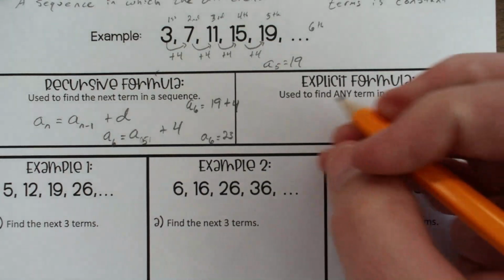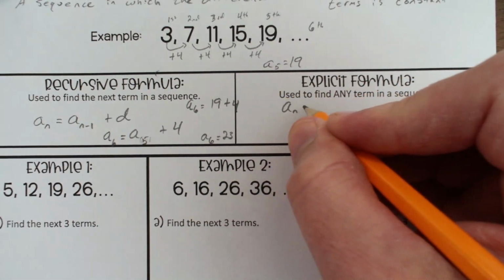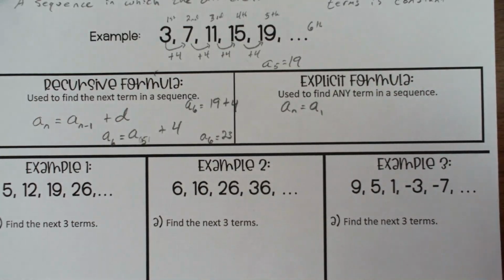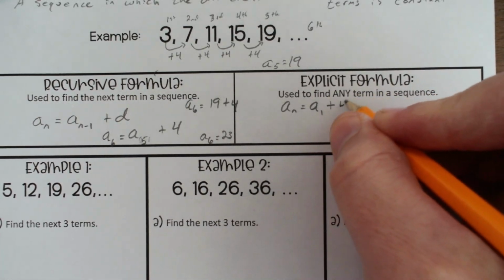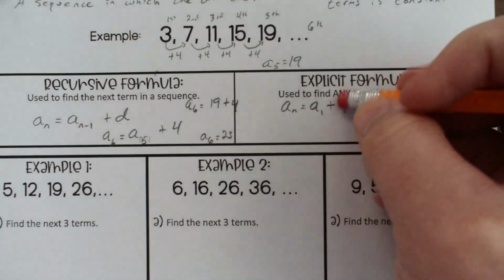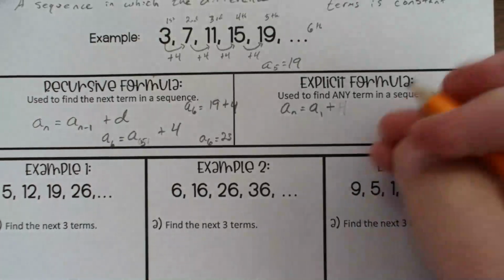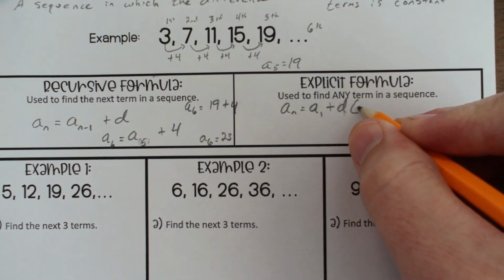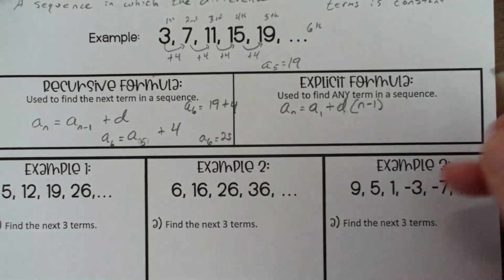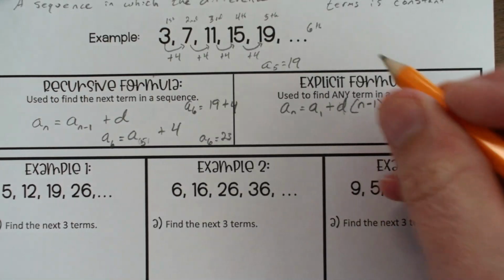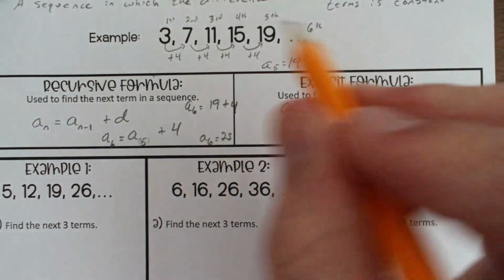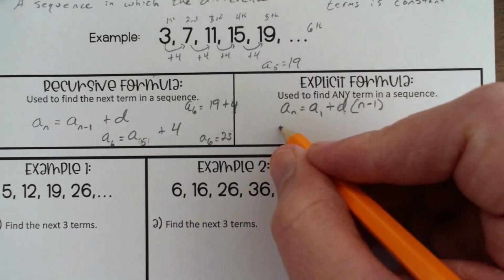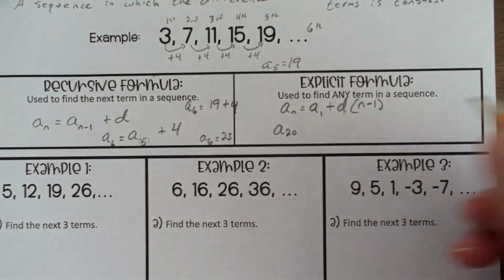So here's how it's written. We say a_n, which is the term we're looking for. We take the first term, we add the common difference, d, and then we take n minus 1. So let me go ahead and put it in the context of this. Let's say I'm looking for that 20th term.